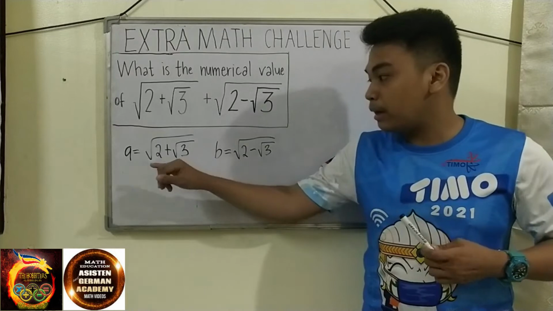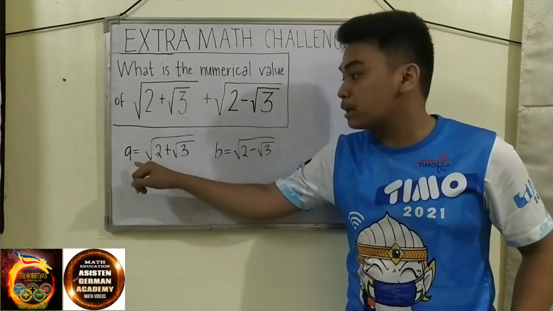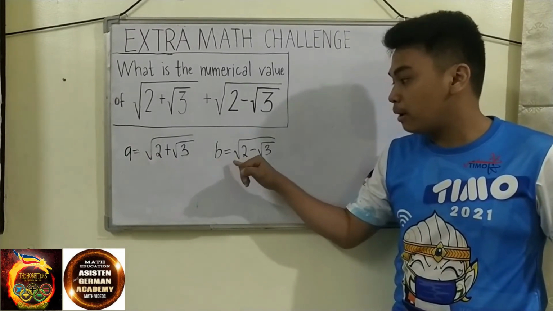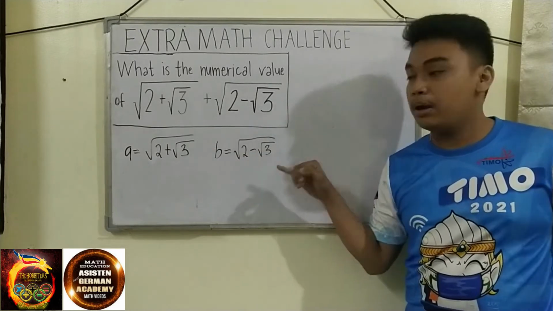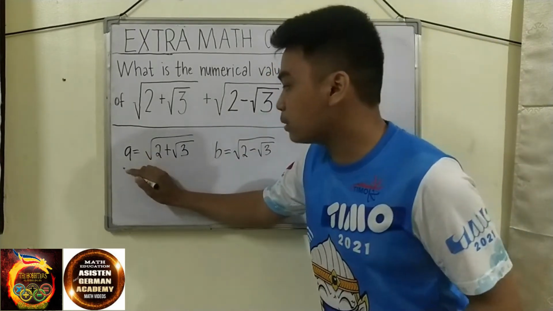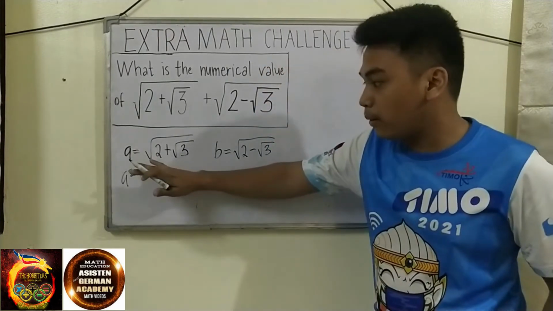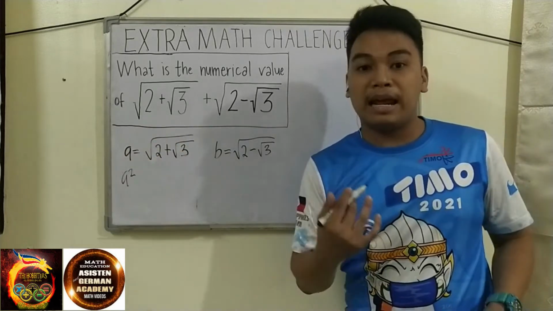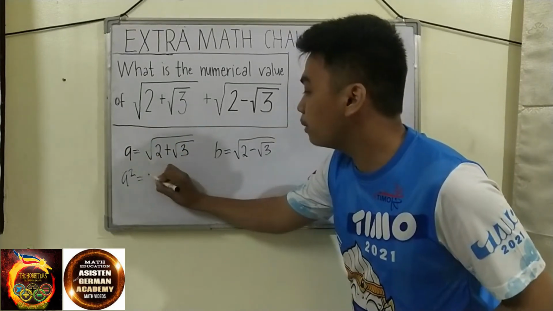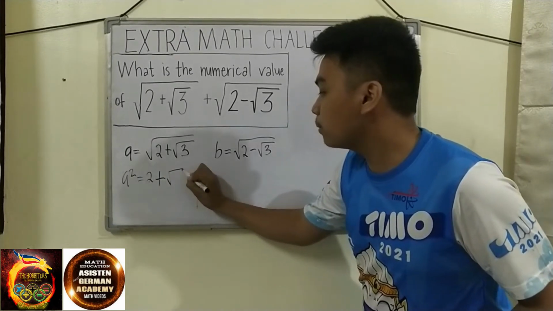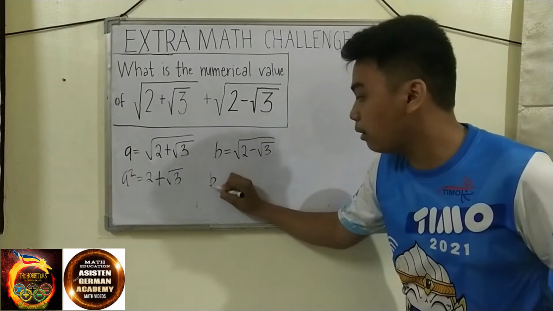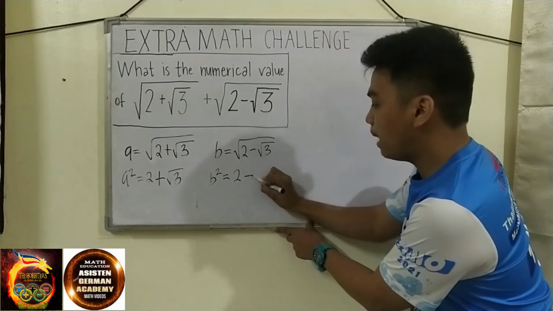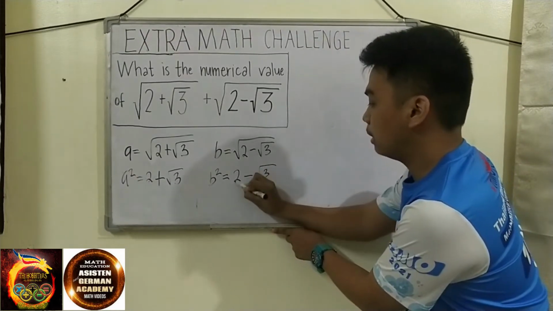And to eliminate this square root sign, we are going to square A and this expression, and also square B and this expression. If we square square root of 2 plus square root of 3, the square root sign will be eliminated. So what is left is A squared equals 2 plus square root of 3, and also B squared is equal to 2 minus square root of 3.